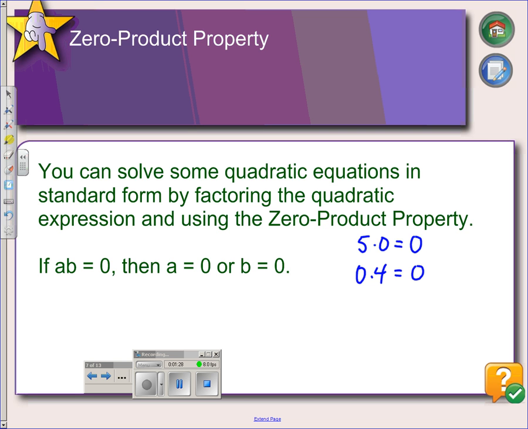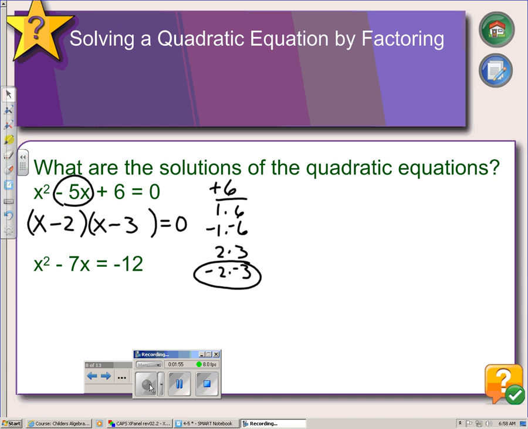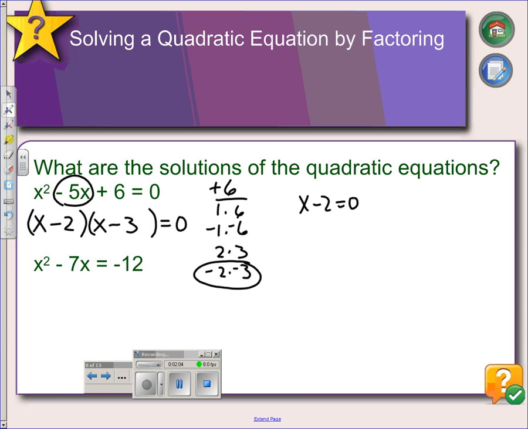If we have 4 times x equals 0, then we know x must equal 0. Or if we have a times b and the answer is 0, the only way for a times b to equal 0 is if a equals 0 or b equals 0. So on our problem that we're looking at, since we have x minus 2 times x minus 3 and the answer is 0, then x minus 2 must equal 0 or x minus 3 must equal 0.